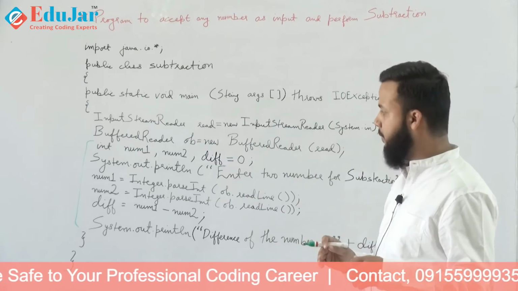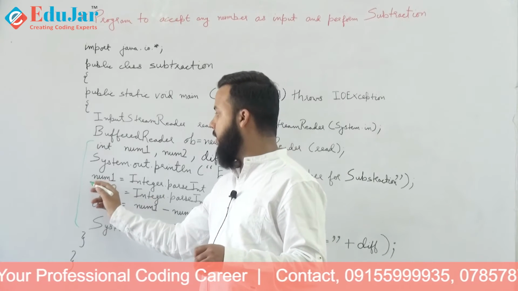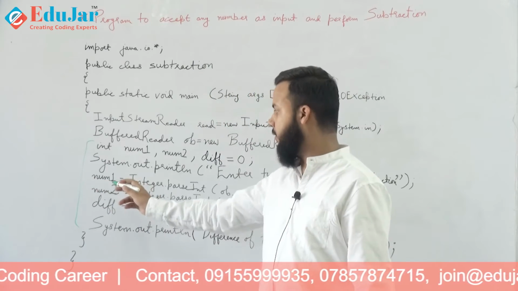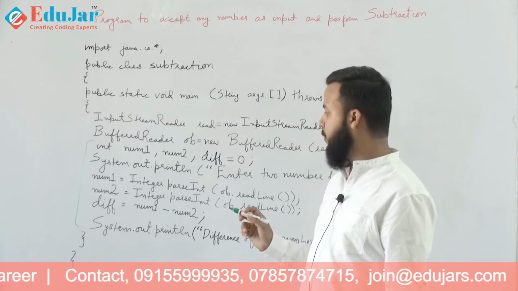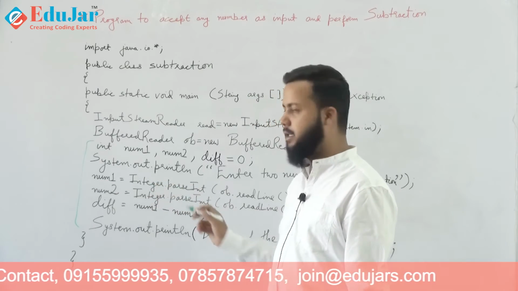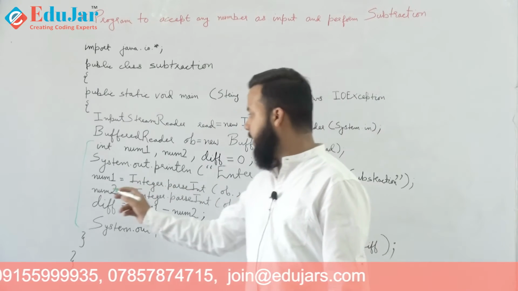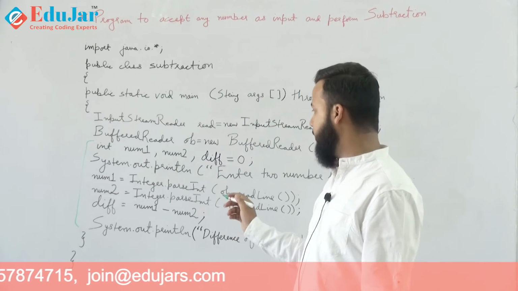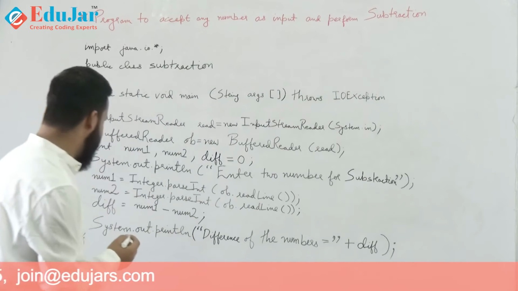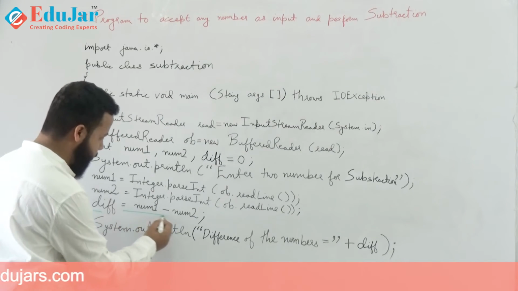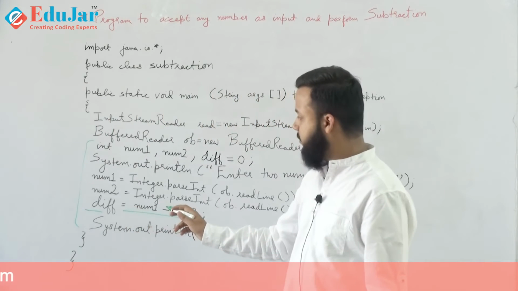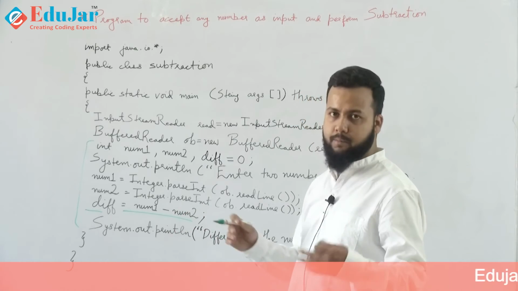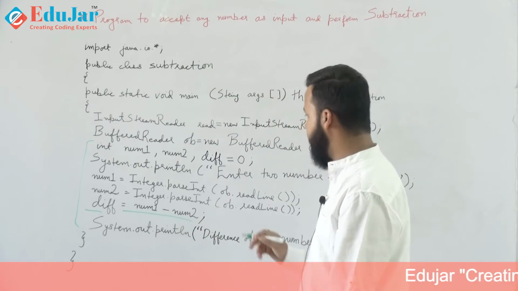Now the user will enter two numbers. The first number we will store in num1: num1 equals Integer.parseInt(ob.readLine()), which stores it as an integer. And the second number in the same way: num2 equals Integer.parseInt(ob.readLine()). Here we have done the operational part. You can see diff equals num1 minus num2, as we do in normal subtraction.